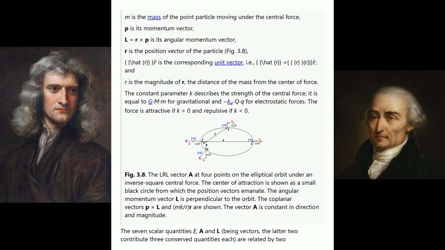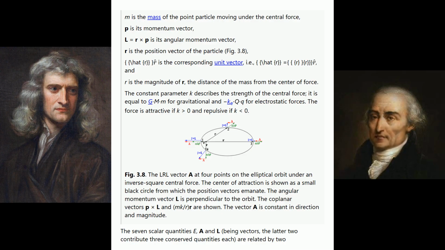Figure 3.8. The LRL vector A at 4 points on the elliptical orbit under an inverse square central force. The center of attraction is shown as a small black circle from which the position vectors emanate. The angular momentum vector L is perpendicular to the orbit. The coplanar vectors p times L and mk r-hat are shown. The vector A is constant in direction and magnitude.